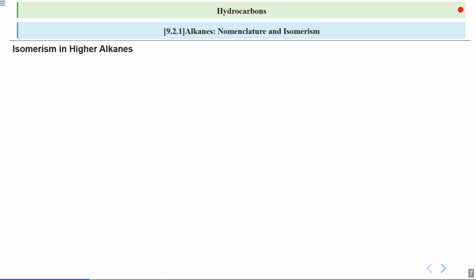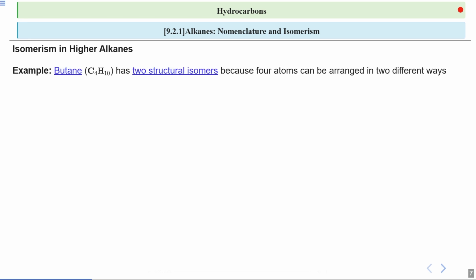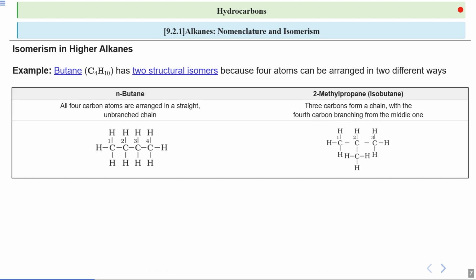Now, in this slide, we are going to explore the concept of isomerism in higher alkanes. Here we have an example of butane, which has the molecular formula C4H10. So we have already seen that butane can exist in two different structural formulas, which will be their structural isomers. This means that even though both forms have the same number of carbon and hydrogen atoms, they are connected differently. Now we can see two structural isomers of butane.